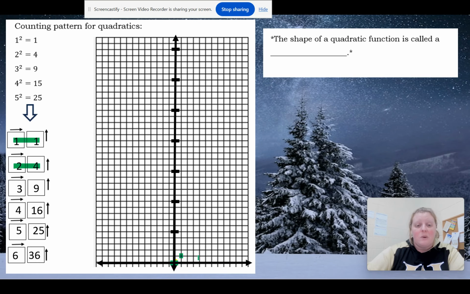Then you put your pencil back on your vertex and you start your next counting pattern, which would be over 2, up 4. 1, 2, 1, 2, 3, 4.